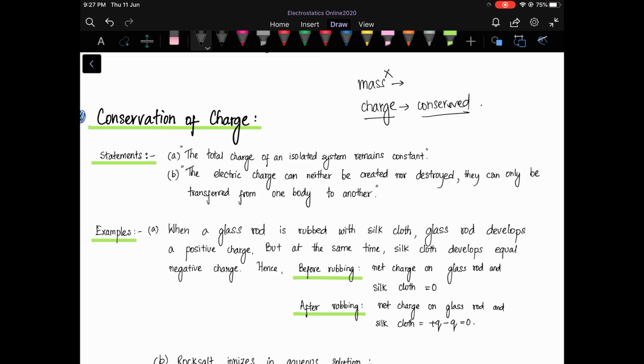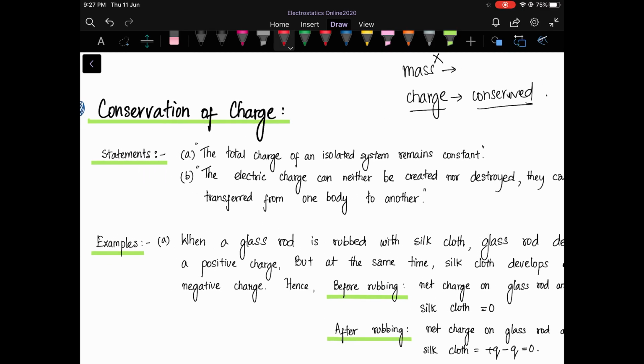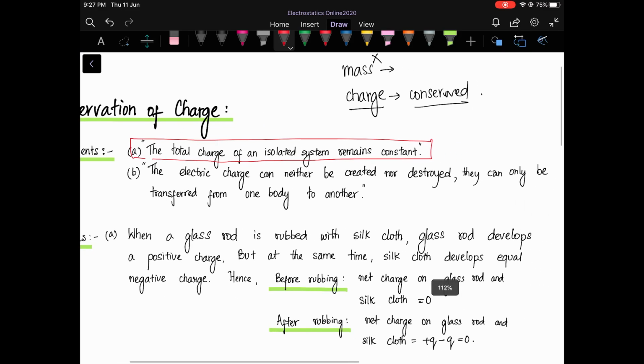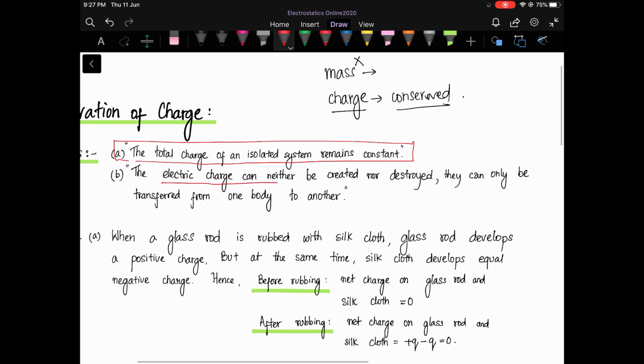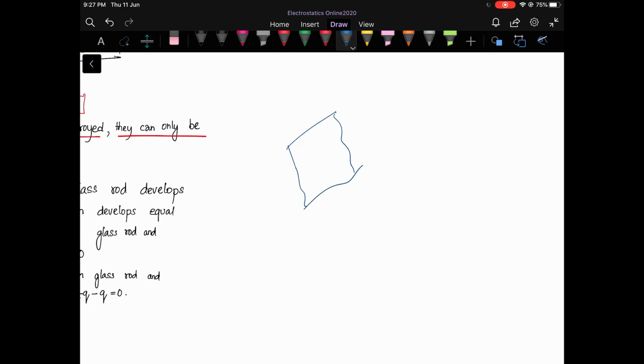The idea is very simple. It means the total charge of an isolated system must be constant. In other words, we can also write: electric charge can neither be created nor destroyed, but it can only be transferred from one body to another. To explain this, let's take up this example.